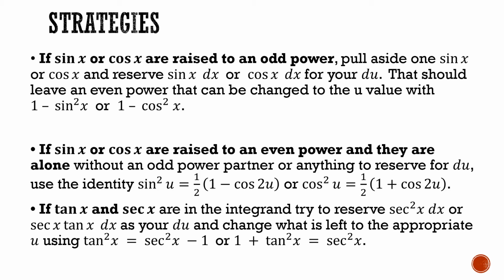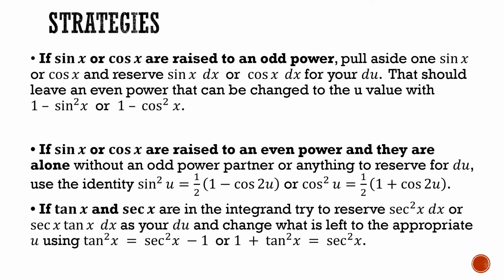Now, if you have an even power without any odd, so just all even powers, basically what you want to do is use what we call power reducing identities. I don't know if you guys remember these because we don't use them that much in pre-calculus, but your power reducing identities take something that's squared, or to the 4th, or to the 6th, or to the 8th, and reduce it down so that you no longer have that power.